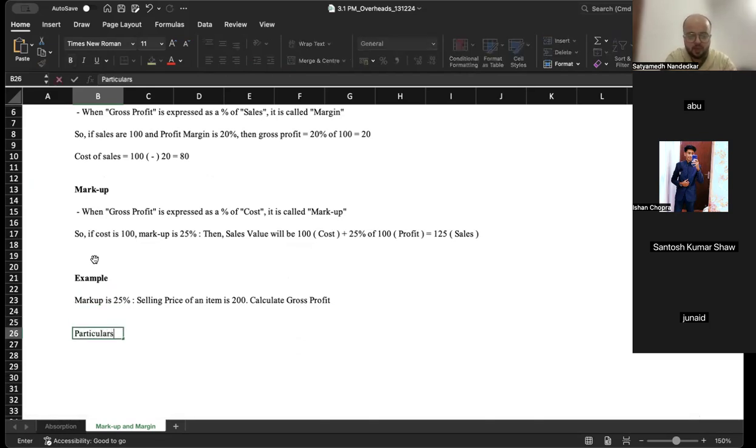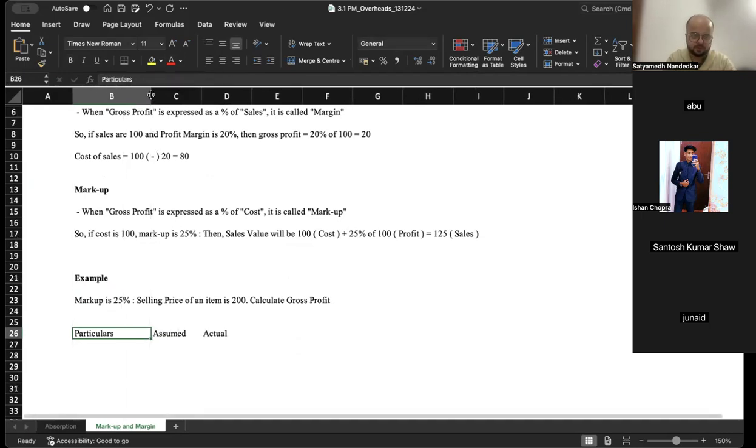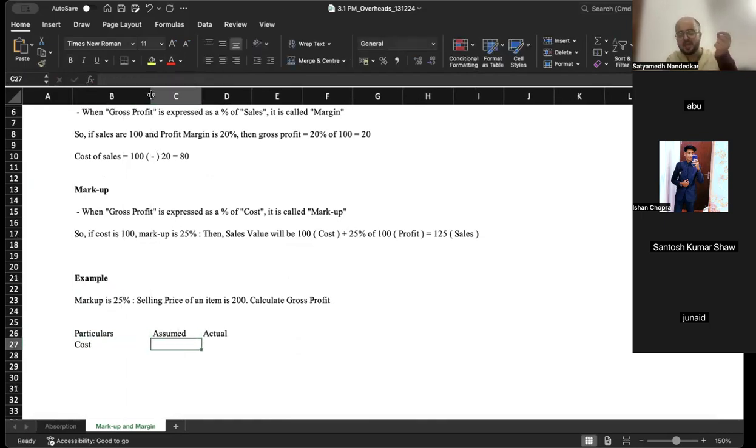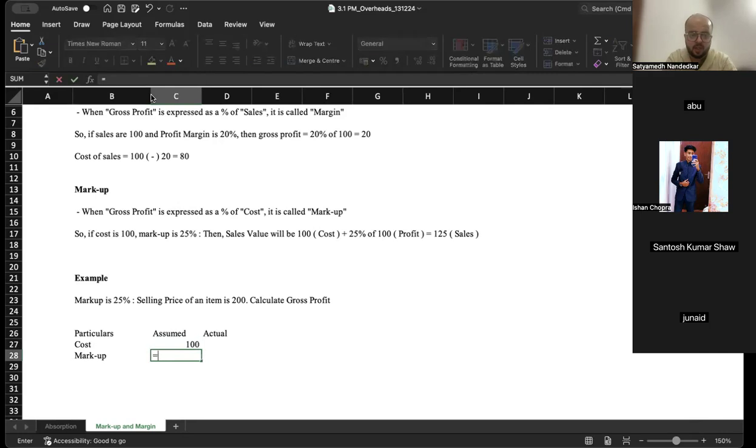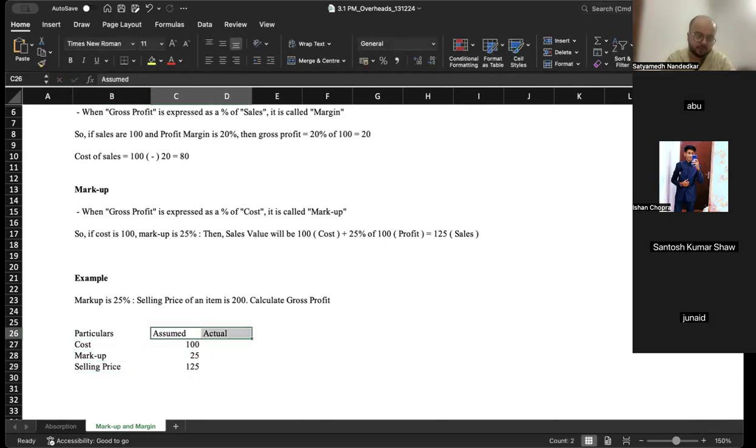What I always prefer doing is making two columns, one assumed column and one actual column. Now they have given us markup, they have not given us margin. Cost 100. Markup is calculated as a percentage of cost and markup is 25%. So this is markup and 100 plus 25, 125.